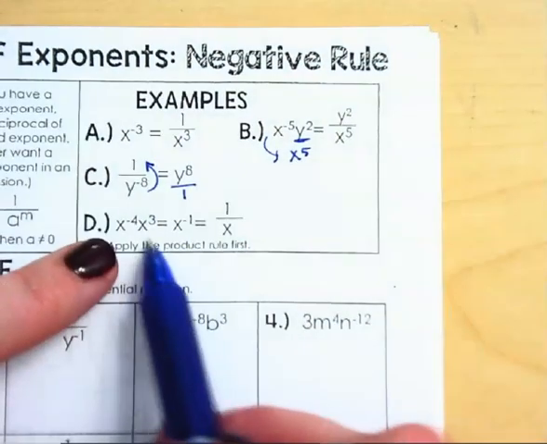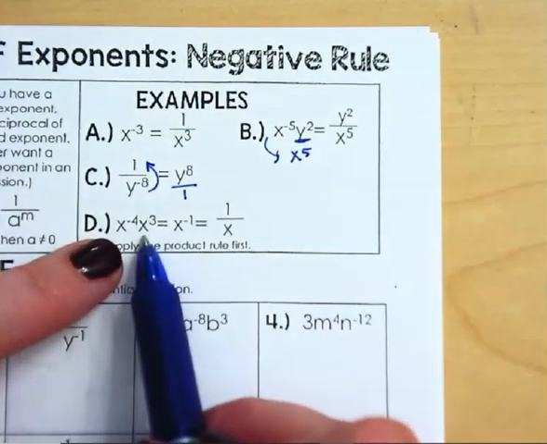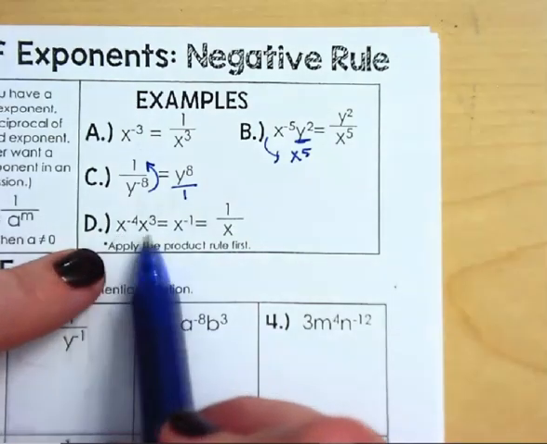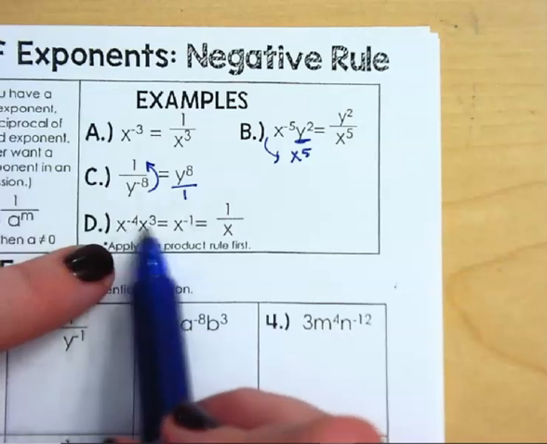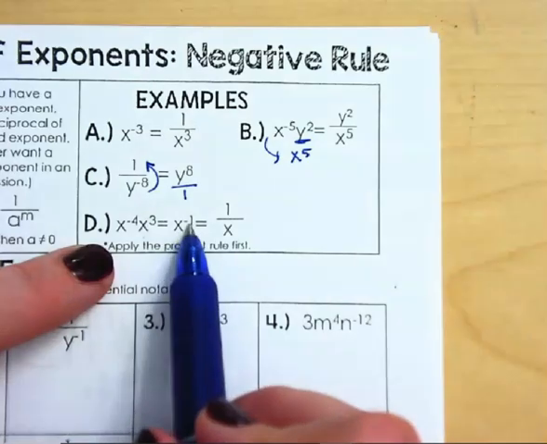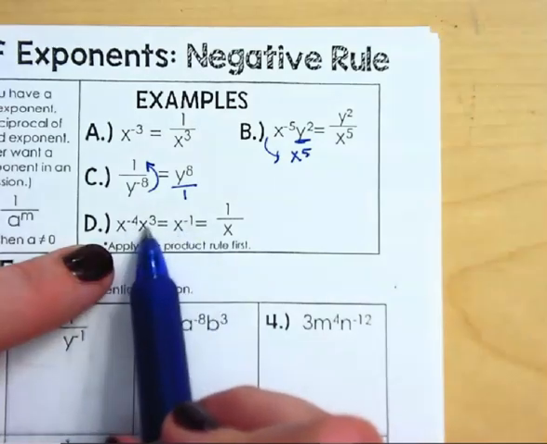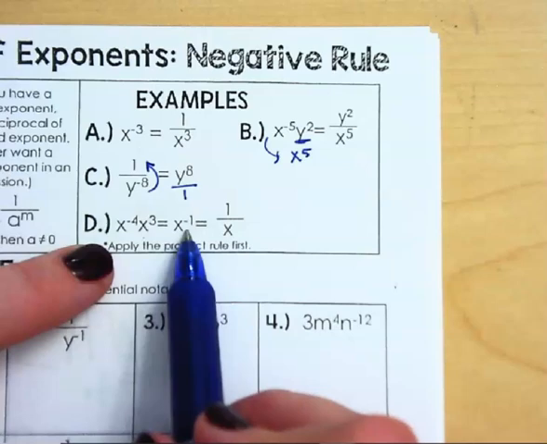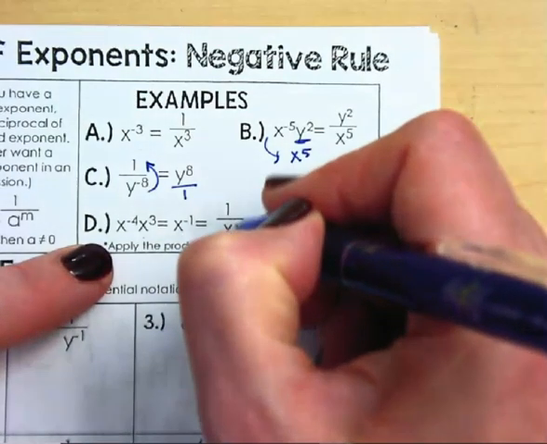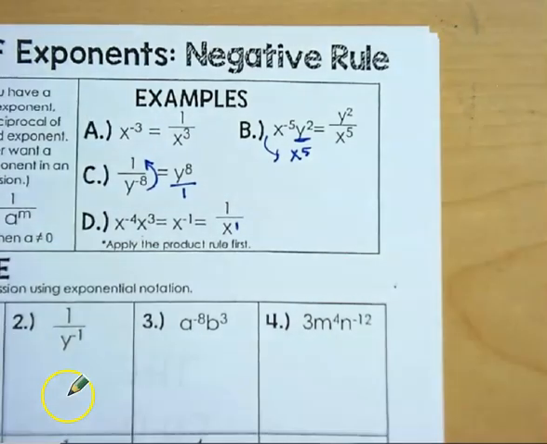And then in this last example, you do have 2 bases, but they're not different. This time they're the same. And we learned yesterday that when you're multiplying bases that are the same, you can add the exponents. So this can rewrite as x to the negative 1, because negative 4 plus 3 is negative 1. And then now we take the reciprocal and change the exponent to a positive number.